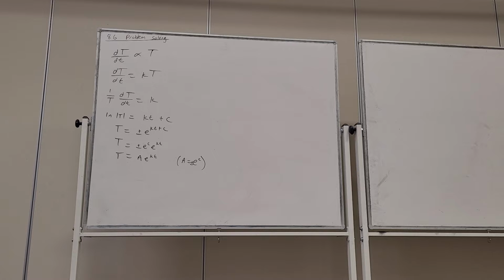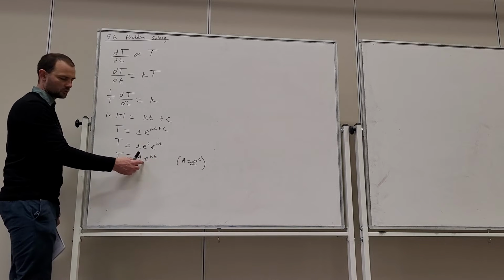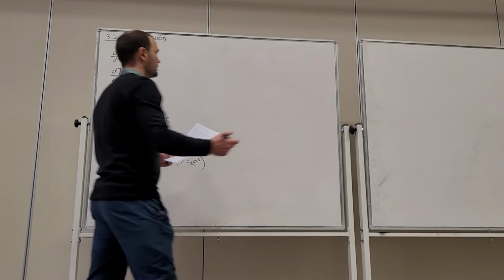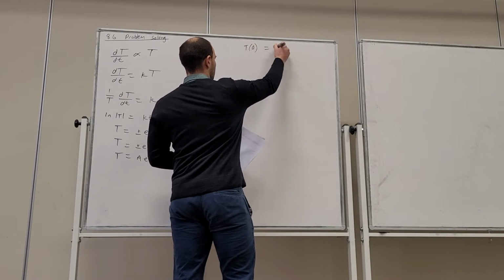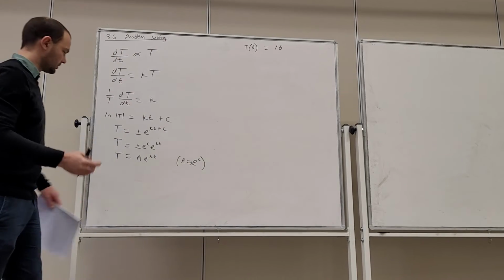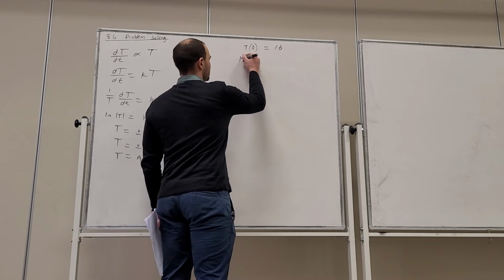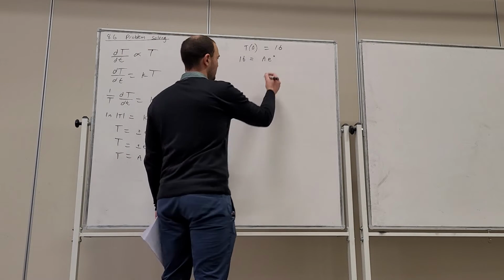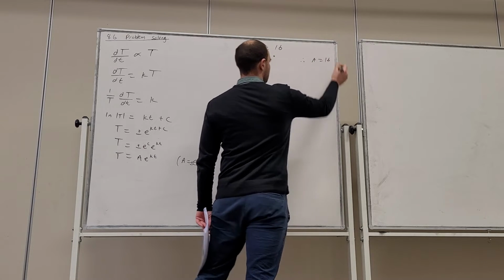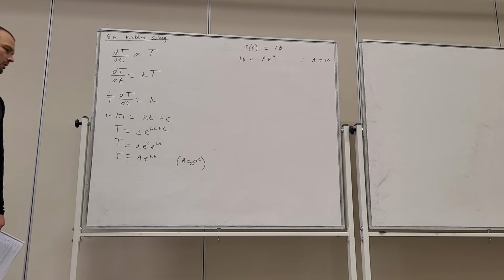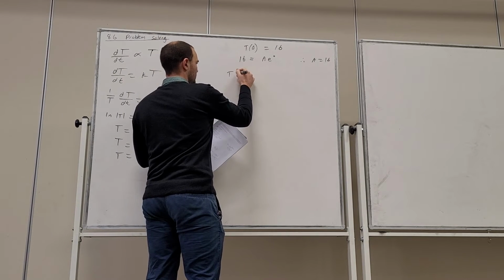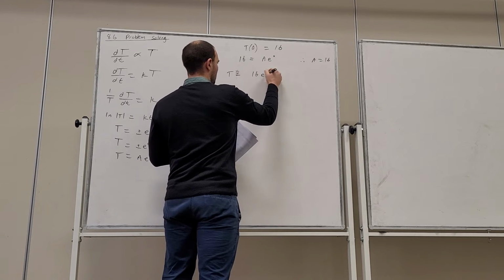Alright, so there's the temperature equation, and we've got these two variables here that we need to solve for. We're given enough information to solve. Firstly, we've got the initial temperature is 16 degrees. Okay, so that means T of 0 equals 16. So let's use that piece of information first. Let's plug it in here. We're going to have 16 equals A e to the power of 0. e to the 0 is 1, so therefore A is 16. Alright, so then the new equation that we obtain is temperature is 16 e to the kt.